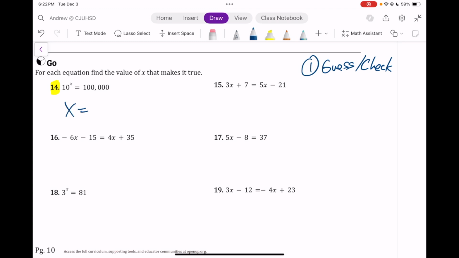So this one is 5. 10 to the 5th power is 100,000. So we know it's the answer because simply it works. It makes the statement true.